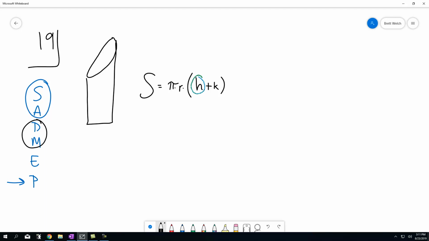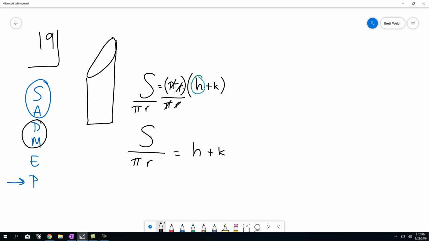I know a lot of people would normally want to distribute the pi r. The truth is, because I want h by itself, that would just be putting more stuff with the h, and that's counterproductive. Since that's all multiplication by the parentheses, I can remove all of that by division. Rather than dividing by pi and then dividing by r, I'm just going to divide both sides by pi r. A pi cancels a pi and an r cancels an r, leaving me with s over pi r equals h plus k, which no longer needs the parentheses because there's nothing outside of it.